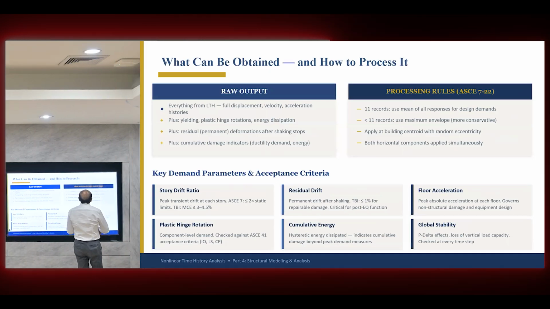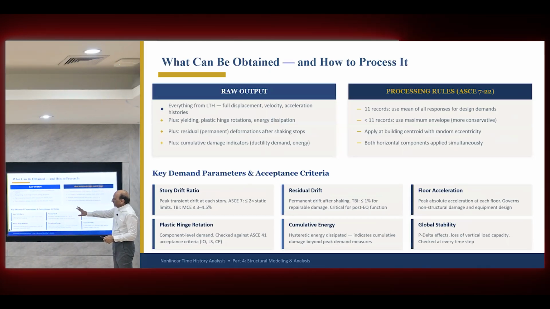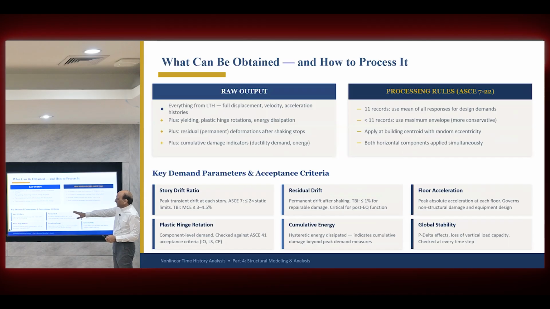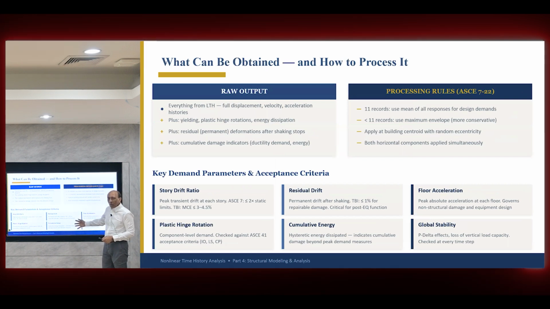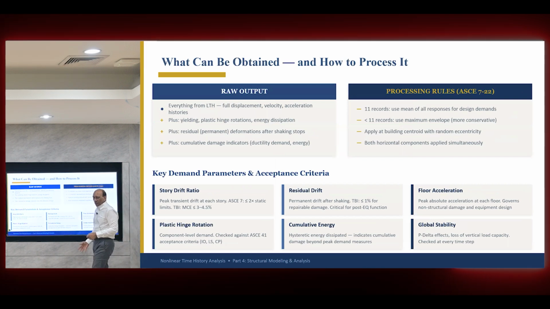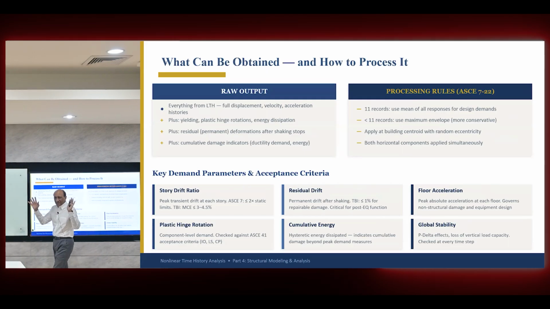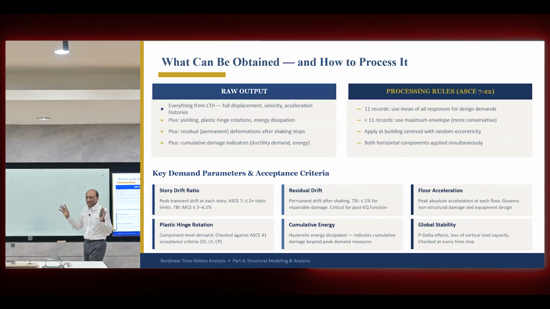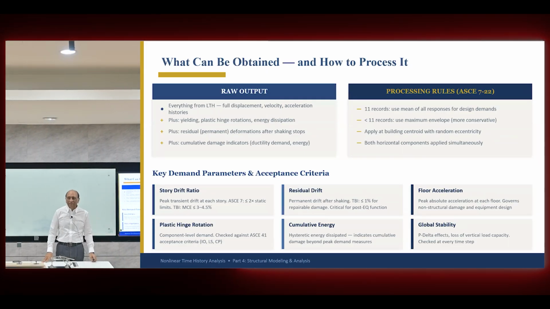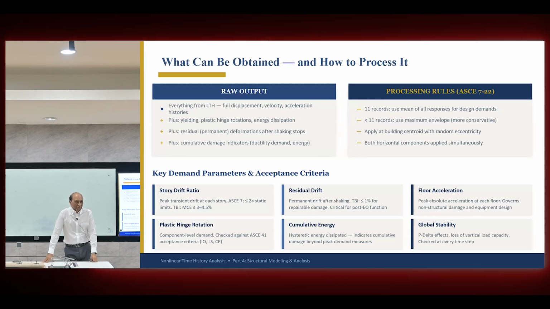So these are the key demands and parameters, acceptance criteria: story drift, residual drift, important, plastic hinge rotation, cumulative energy, floor acceleration, global stability. All these things now can be checked. You remember I showed you 10 items in the beginning that we must check. This can check all 10 of them reliably if you do it right. But it's very hard, really hard. It takes a lot of time.